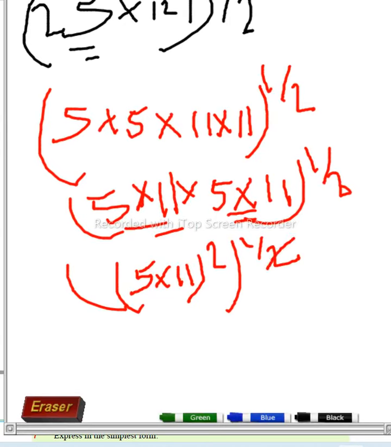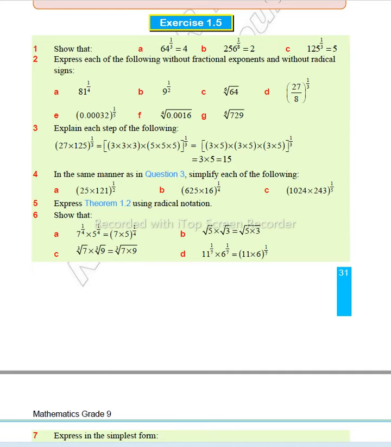The 2 will be cancelled by 2. So we finally get 5 times 11. 5 times 11 is 55. So our final answer will be 55. So that was question letter A.